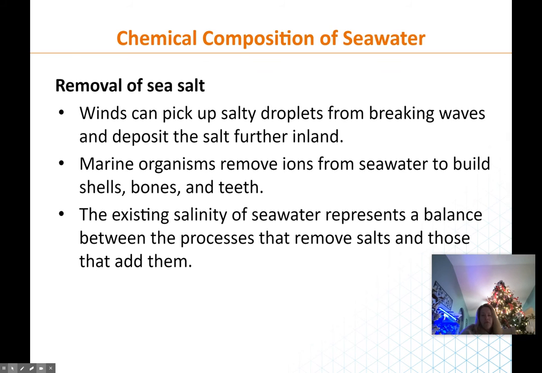All right, and then removal of salt. Salt comes out of the ocean and stays at a steady rate because it's being put into the ocean, but it also comes out. So basically, marine organisms, when they're forming their shells, absorb salts and they use that to build bones, teeth, shells. And then, of course, it goes back in because of the volcanic eruptions and dissolving. So it stays pretty steady. Even millions of years ago, it stays pretty steady.